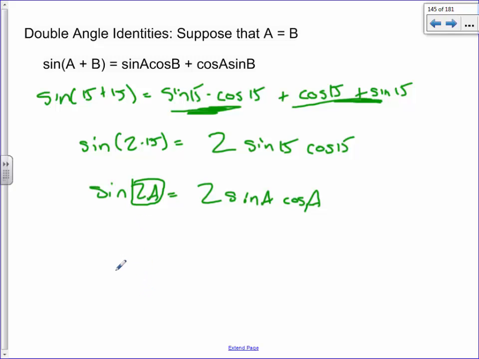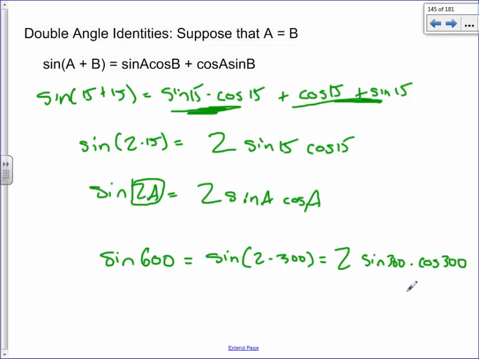Let's see if I can give you a good example. Let's say I gave you the sine of 600. The sine of 600 might not be something useful to us. But what if I wrote it as the sine of 2 times 300? Does that make sense? Well, the reason why that's useful is that this is equal to 2 times the sine of 300 times the cosine of 300.